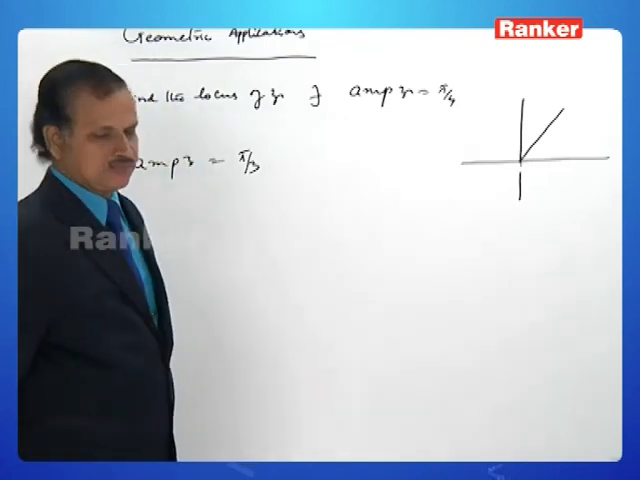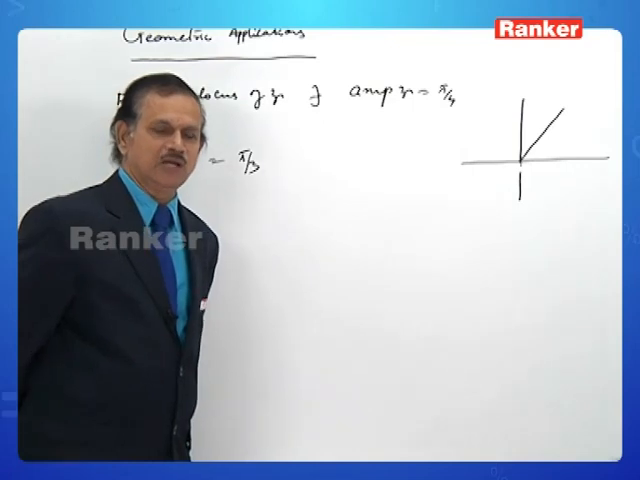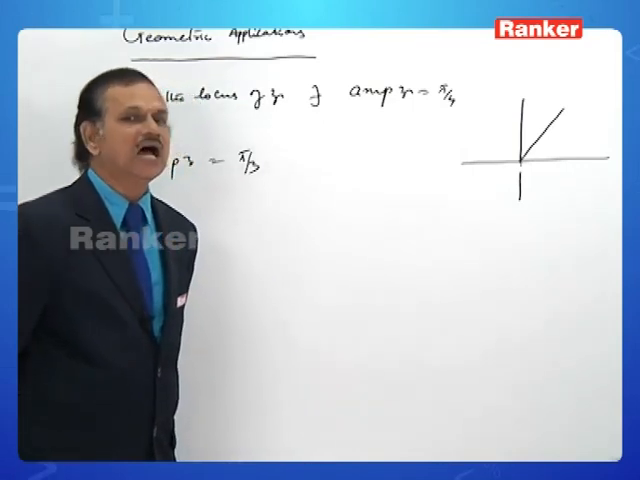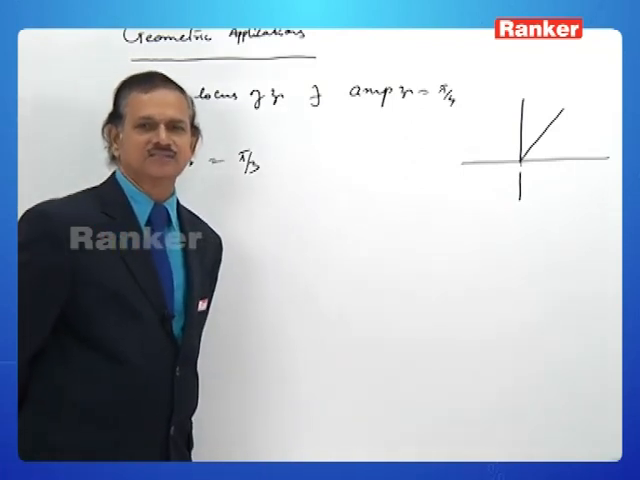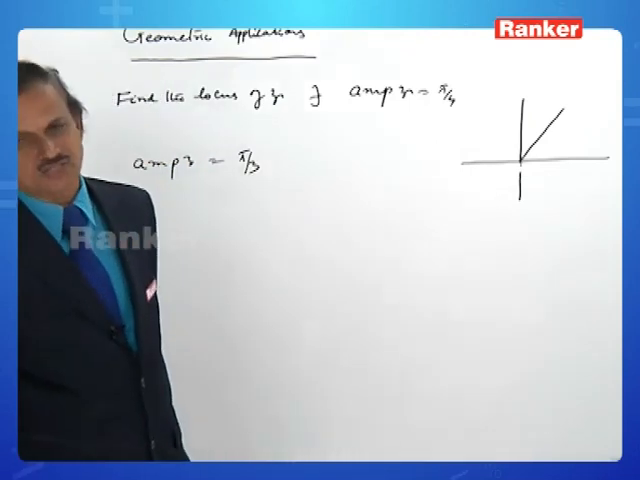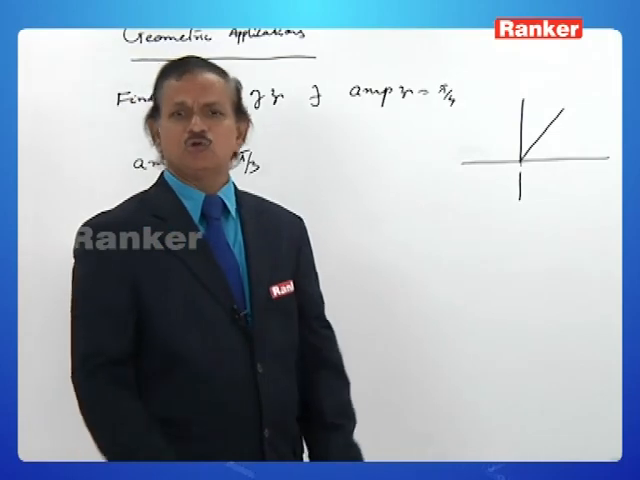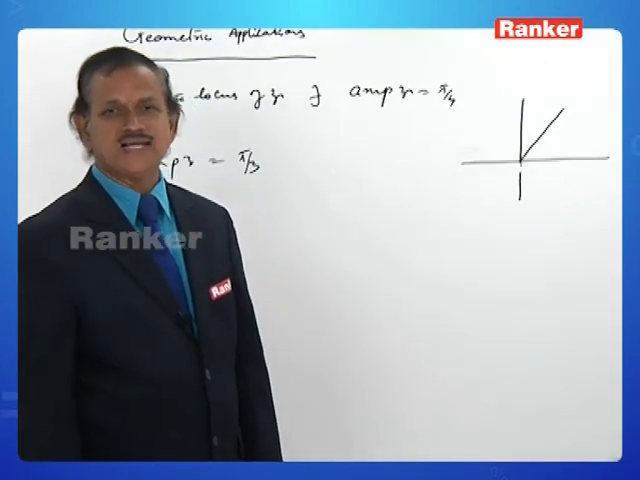Tan inverse of y by x is equal to pi by 3. That is y by x is equal to tan pi by 3, that is root 3. Y is equal to x root 3. Hence it is a straight line passing through origin and inclined at an angle 60 degrees with the positive x-axis. That is x-axis in the positive direction. If he doesn't give you any further information, you leave the locus like that.